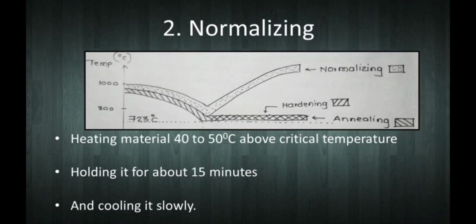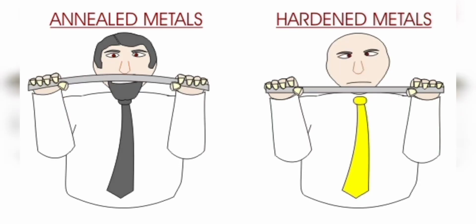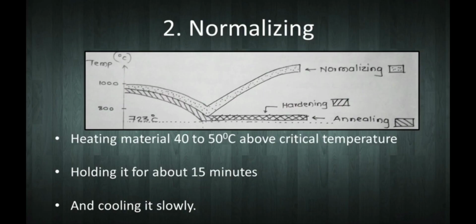Now normalizing. Normalizing is done above the critical temperature: heating the material 40 to 50 degrees Celsius above the critical temperature, holding it for about 15 minutes, and then cooling it slowly in normal air or ambient temperature so the desired metal can be obtained. Normalizing reduces the hardness so that it can be formed into a ductile metal and refines internal stresses. Now we can see annealed metals and hardened metals.